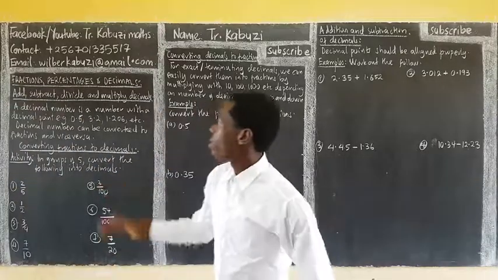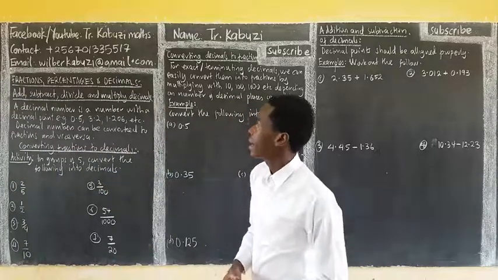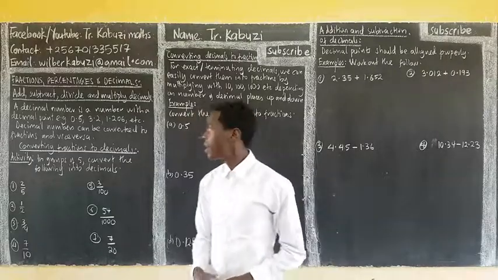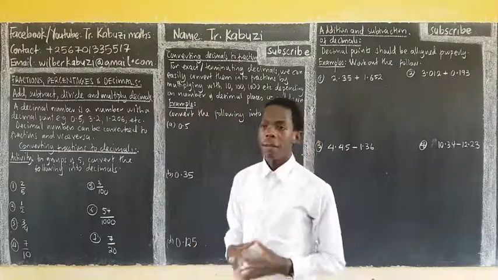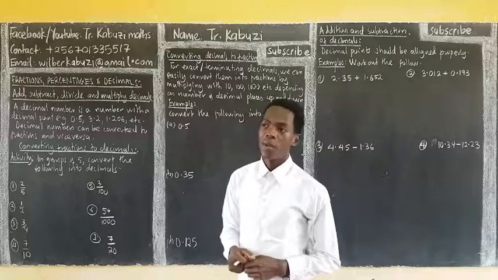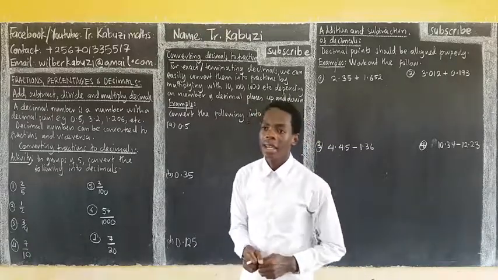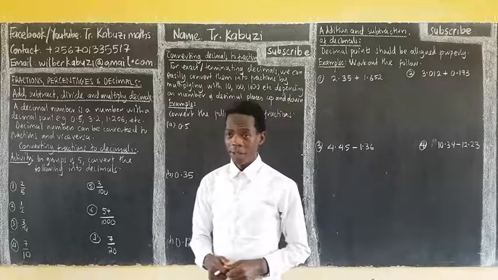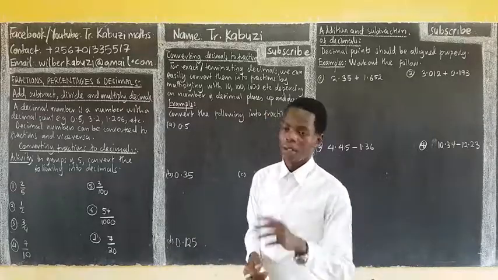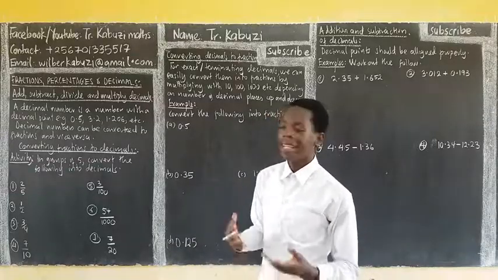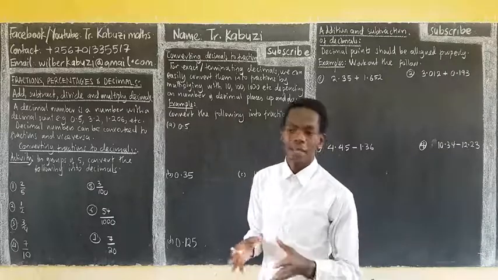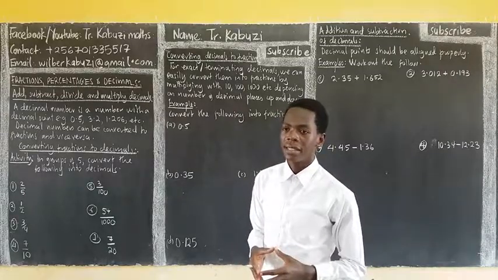Let us see now how do we add, subtract, divide, and multiply decimals. I think from our primary, we know what a decimal number is. Let us just recall by defining a definition. Anyone with a definition there? How did you define a decimal number?